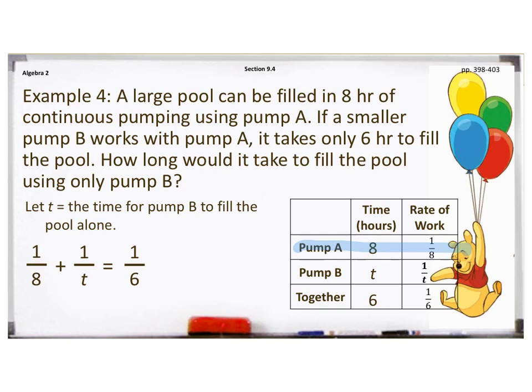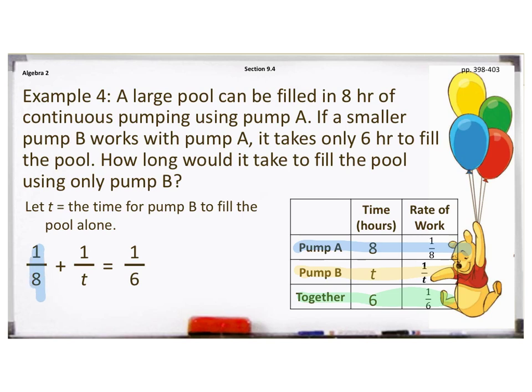If a smaller pump B works with pump A, it takes only 6 hours to fill the pool. So together, it's 6 hours to fill the pool, or in 1 hour, it is 1/6 full. How long would it take to fill if only pump B? Okay, so that's what I'm looking for. So I set it up. Pump A. Whoops, let's do the right color.